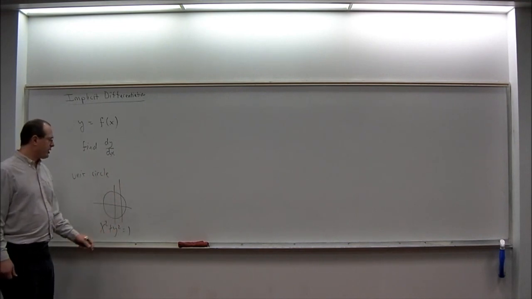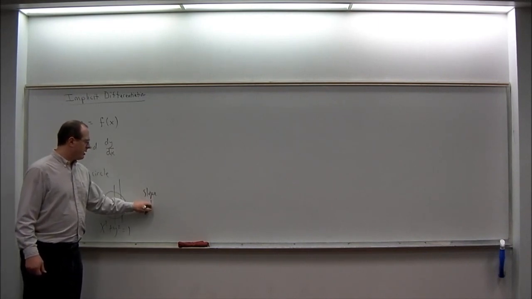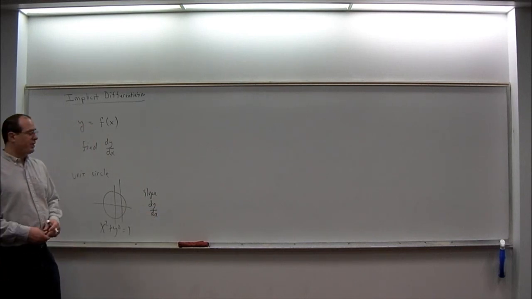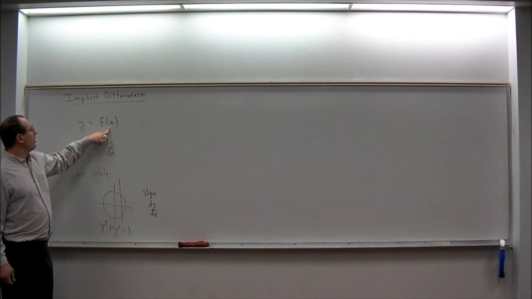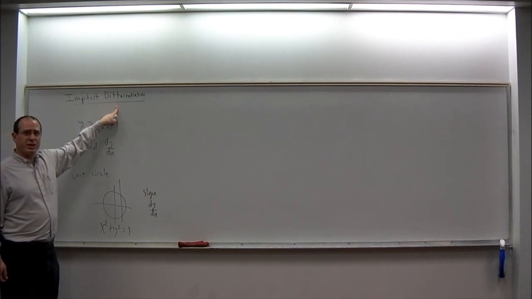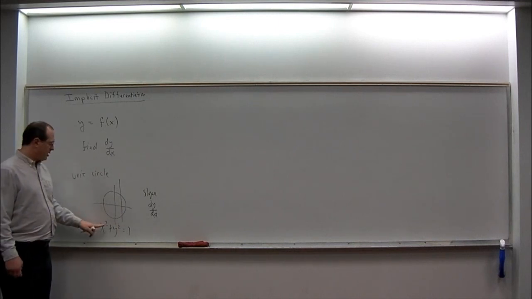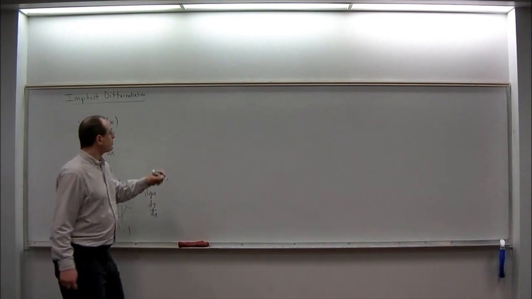But it's still reasonable to ask what is the slope of the circle at a given point. So we want to know what is dy dx. The method for obtaining dy dx in a situation where we have an equation that describes a curve but not of the form y equals f of x, the method we're going to use is called implicit differentiation. And we'll consider two examples. One example will be to find dy dx for this unit circle.